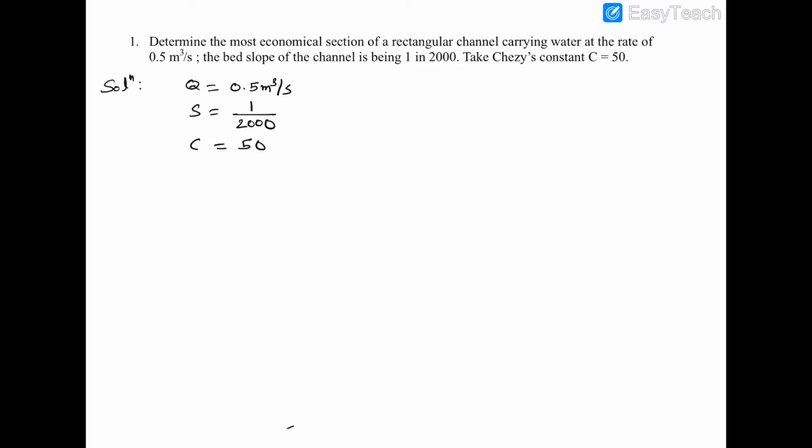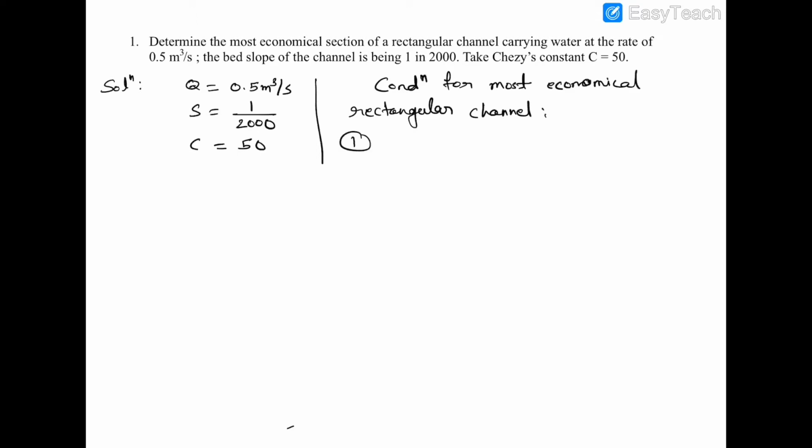So we know the conditions for most economical rectangular channel are: width should be equal to 2 times y, and the hydraulic radius or hydraulic mean depth should be y by 2. This is the condition for most economical rectangular channel section.